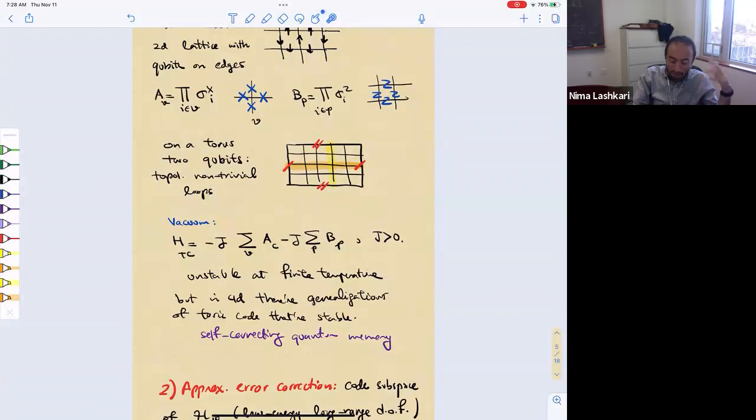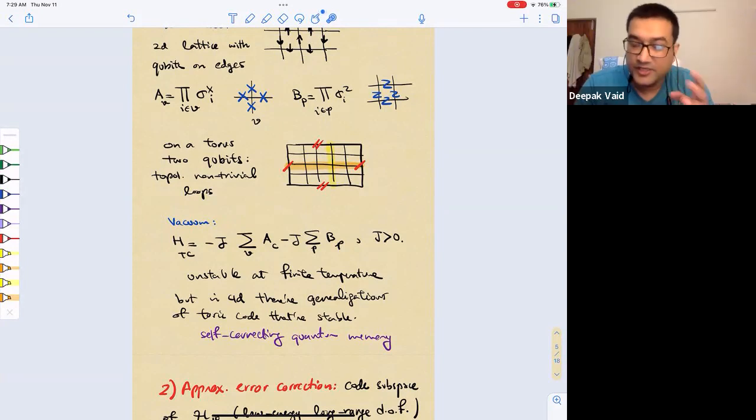But then there are other versions of this. There is a 4-dimensional version of the toric code that is topologically stable to thermal fluctuations. There's also a 3-dimensional topological code that is stable at finite temperature, but the potential barrier is not as high. This is a long story that we're not going to get into, but I just wanted to mention it.